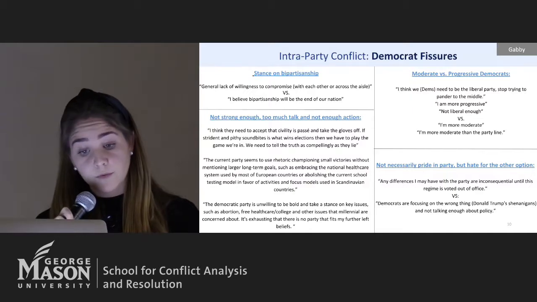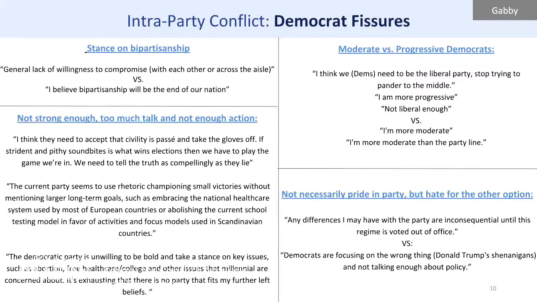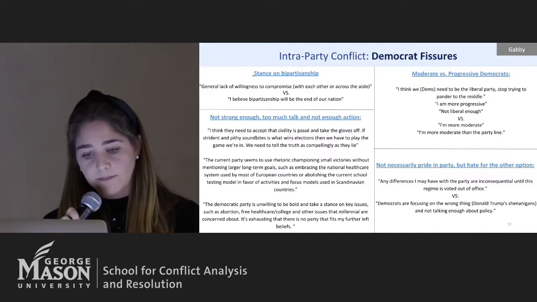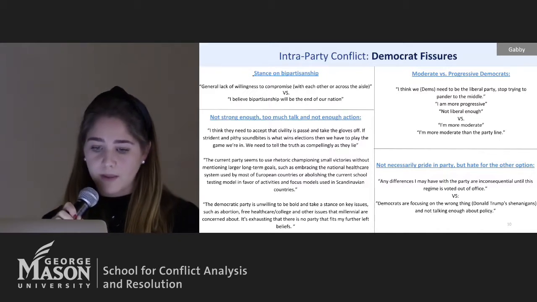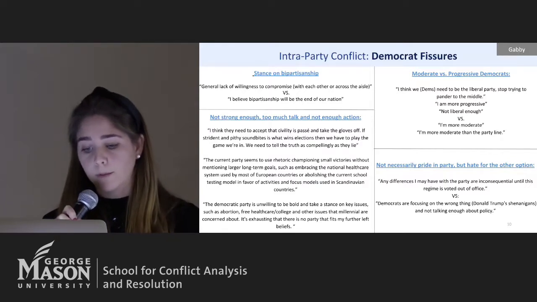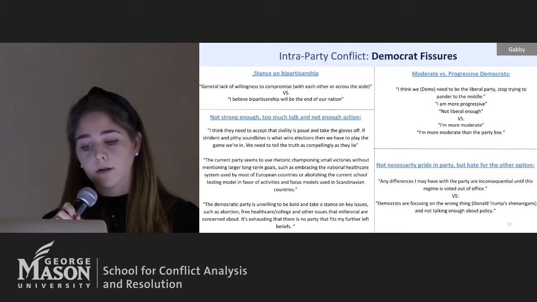Some other ideas of fissures is that the party's not strong enough, it's too much talk and not enough action. People think that accepting civility is being too passive, and that apparently to win elections, we have to play the game we're in. So Democrats are looking for a little bit more action from their party. They want to have longer-term goals, have a vision of the long-term goals. They want the party to be a little bit more bold and take a stance on the key issues and also act on those.